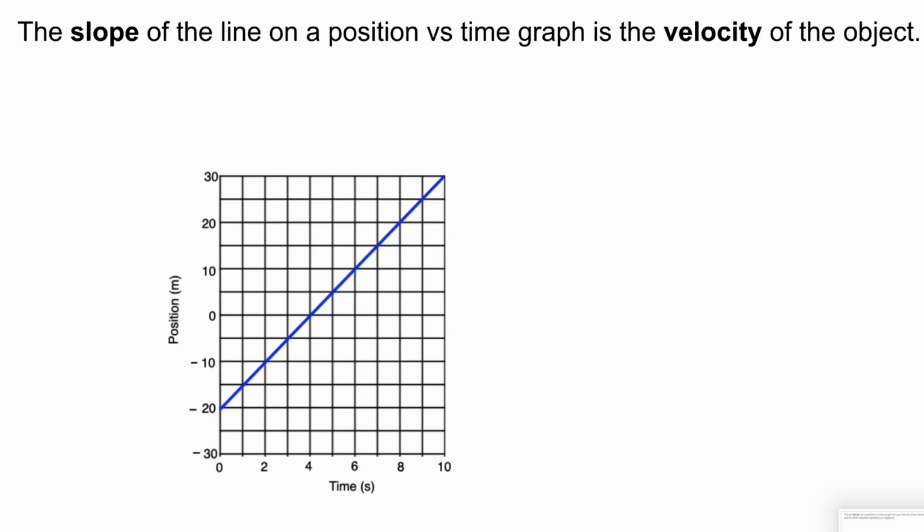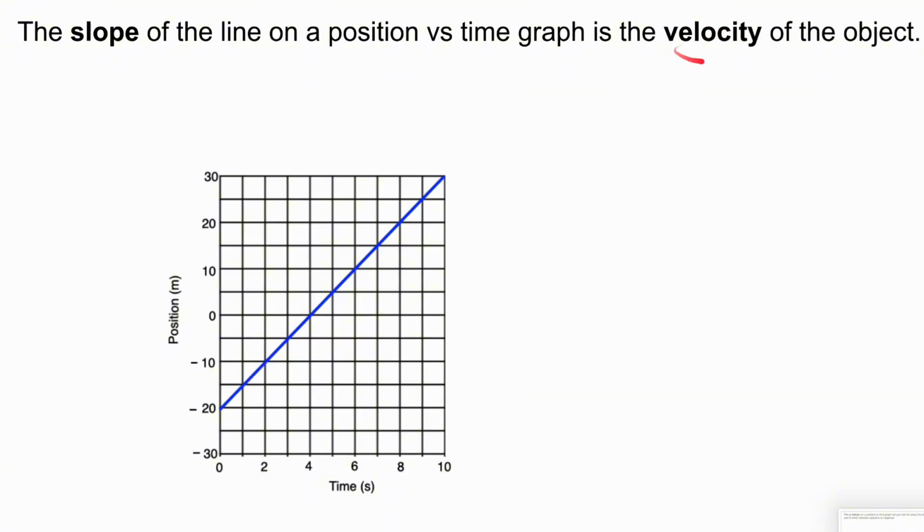The slope is something we need to focus on. There are three things you want to ask yourself anytime you look at a motion graph. What do the y values mean? What does the slope mean? And what does the area under the line mean? So let's look at what the slope is for this position versus time graph.